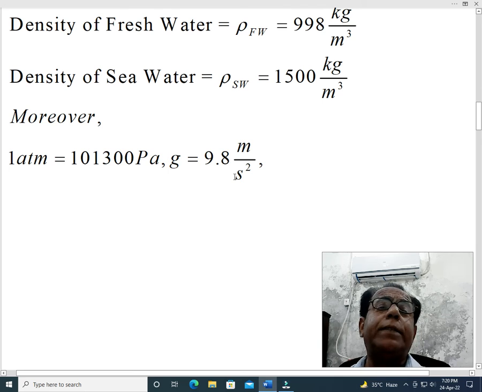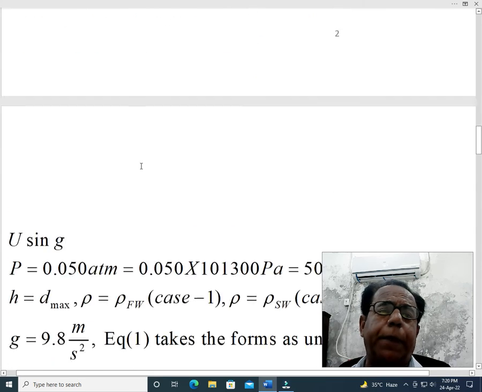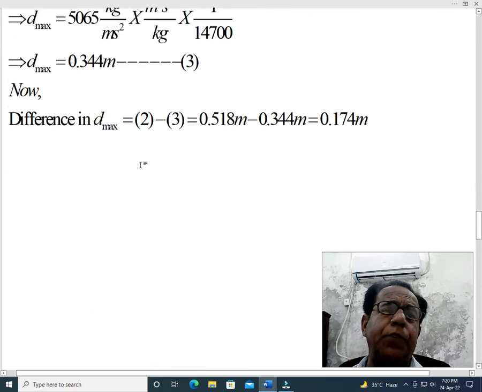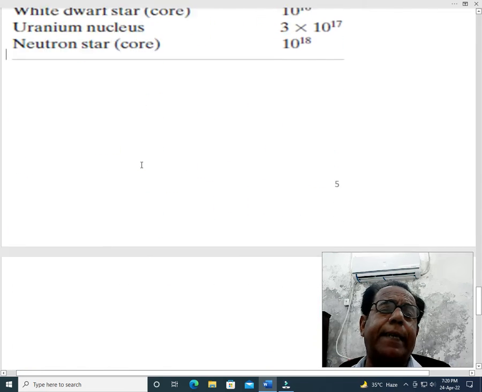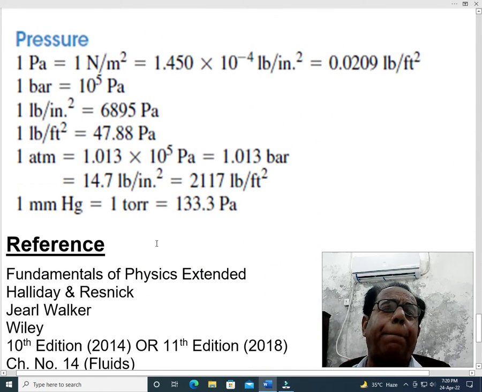Okay, dear students, we once again go to the other table provided in the solution of this problem, where we will see that 1 atmospheric pressure is equal to 101,300 Pascal. So we move on to the next table. This is the table. Here we have used this: 1 atm is equal to 1.013 into 10 raised to the power 5 Pascal, which is equal to 1.013 bar.